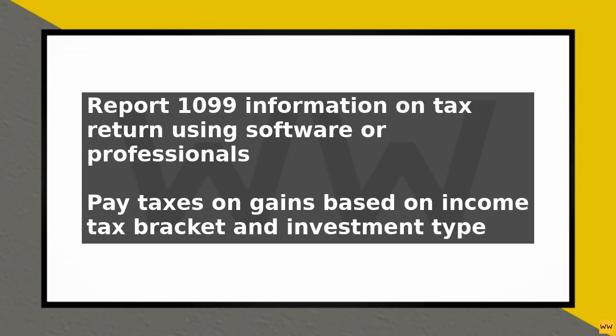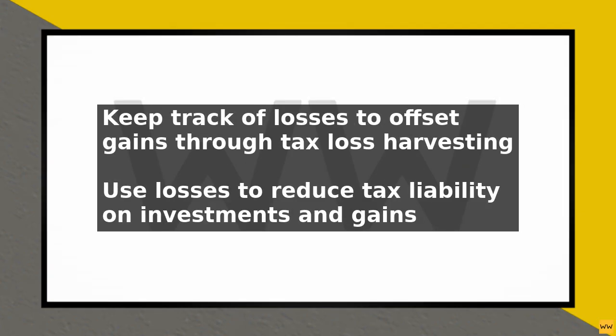It is also important to keep track of your losses, as you can use those losses to offset gains from other investments. This is called tax loss harvesting, and it can help reduce your tax liability. For instance, if you have a gain of $1,000 from one investment and a loss of $500 from another, you can use the loss to offset the gain, resulting in a taxable gain of $500.